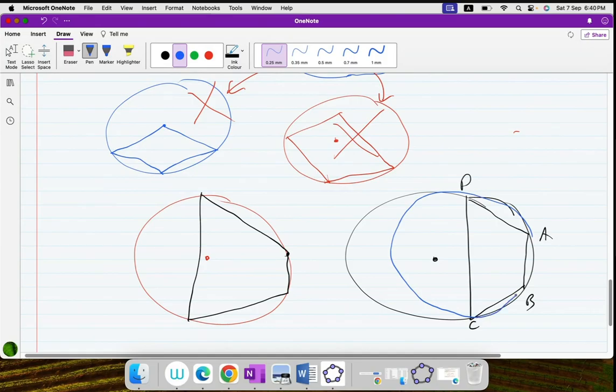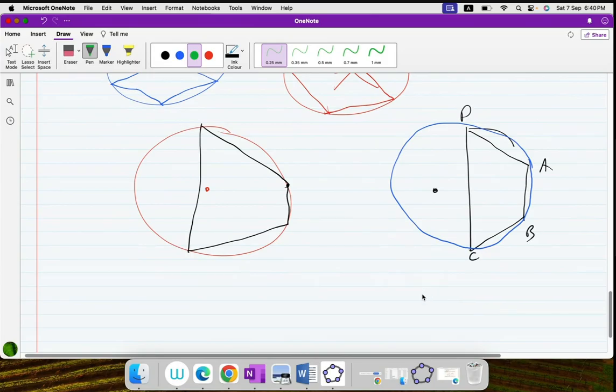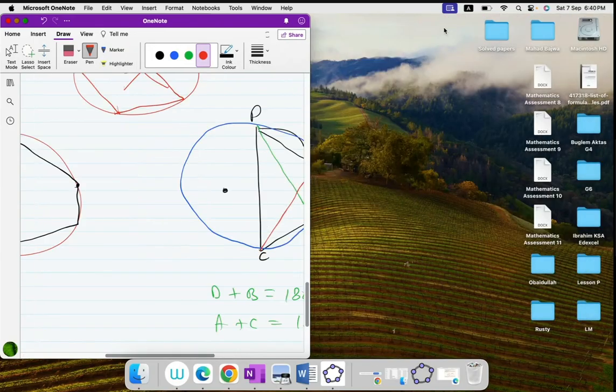Okay. But for this one, for cyclic, which two would be equal to 180? Would it be D and C? D and B are always opposite to each other. A and C are those which are in opposite segment. I see. And no matter if the lengths are equal, no issues. It's always just the opposites and touching the circumference. Okay.